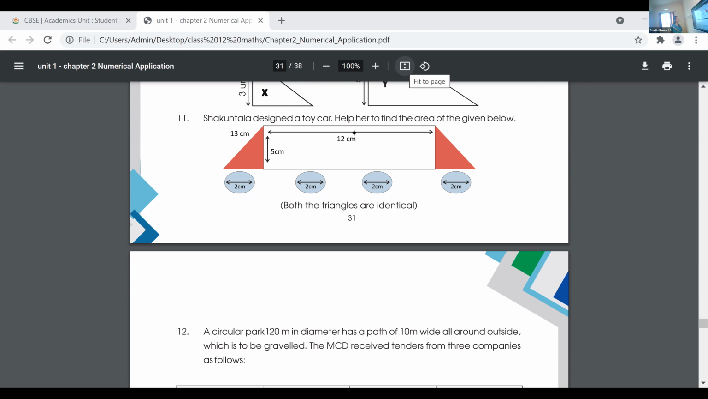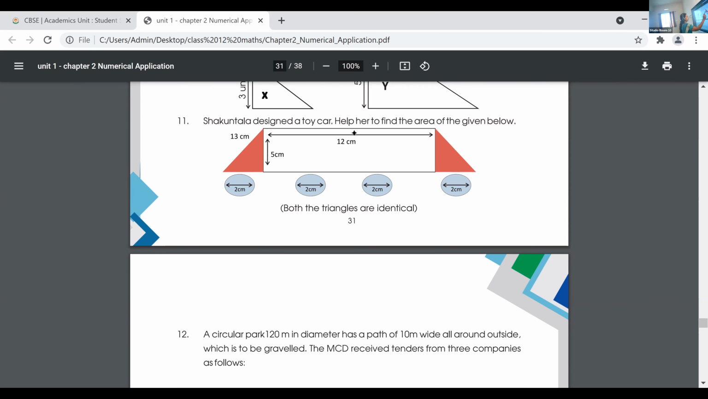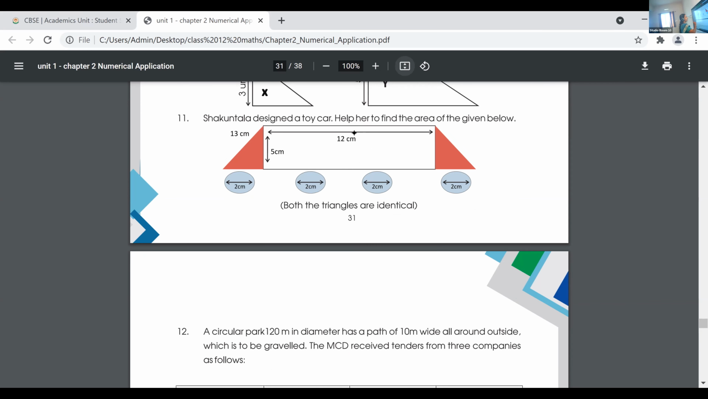And what about the base? I think here these two circles will not come. So what will be the base? Here it is already 12. If you take this rectangle part, it is already 12. And this side we have 2, this side we have 2. So what will be the length of the base? 12 plus 2 plus 2, so it is 16. Base is 16. So apply the formula.